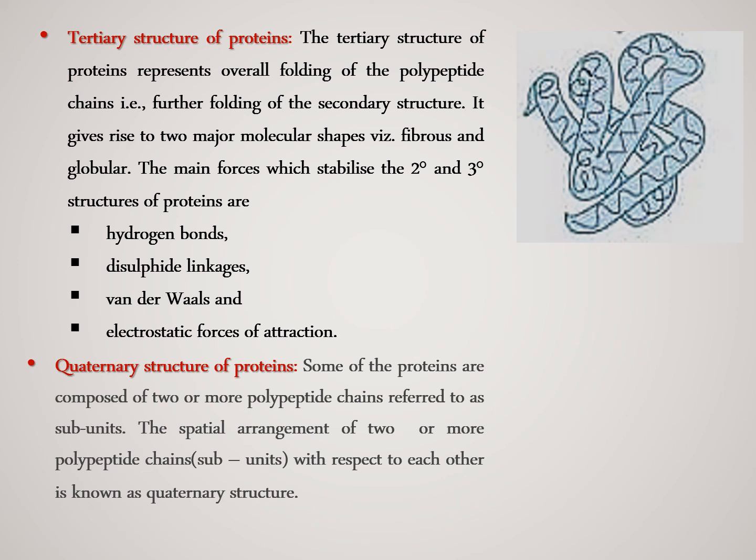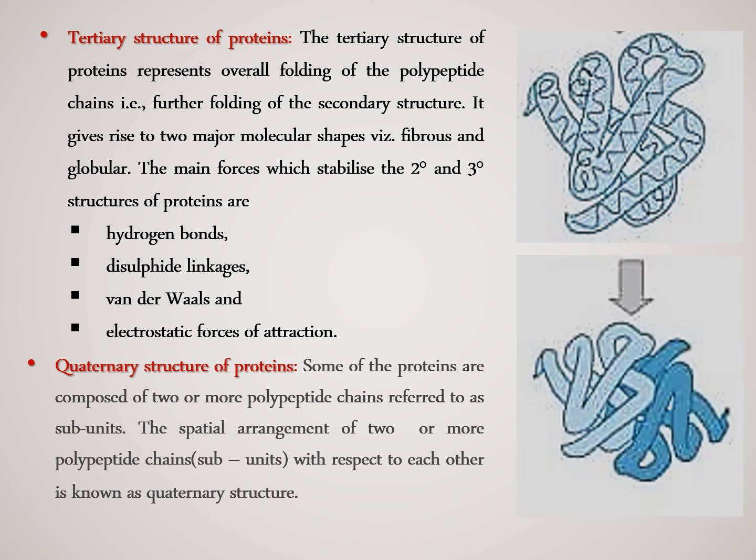The quaternary structure of the protein, here we are having the proteins generally having two chains which are held together by hydrogen bonds, and the two or more polypeptide chains, which are referred to as subunits, are held with each other through different types of van der Waals interactions, hydrogen bonds, electrostatic forces of interaction, giving rise to an extremely complex structure called the quaternary structure of the protein.